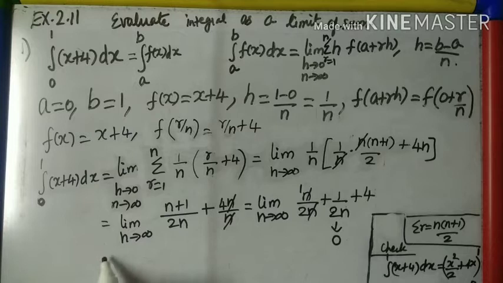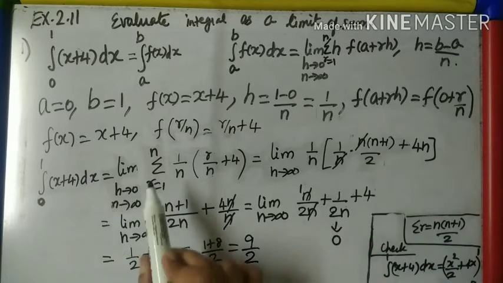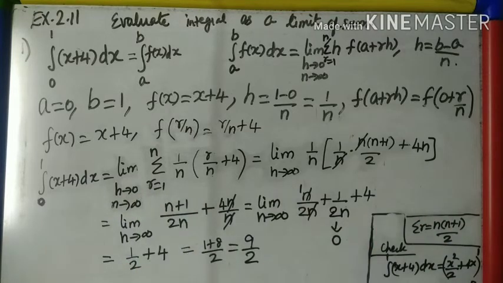So once I put this as 0, I am just left with 1 by 2 plus 4. What is 1 by 2 plus 4? Taking LCM, it is (8 plus 1) by 2. That is 9 by 2. So, the given problem, as I apply this limit of sum, my answer is 9 by 2.